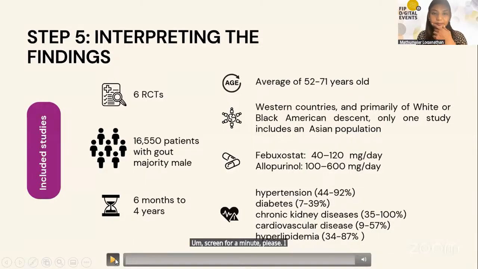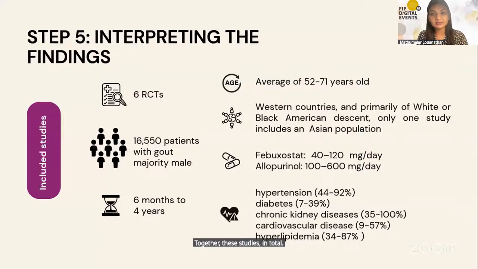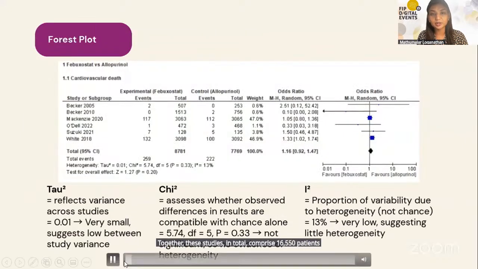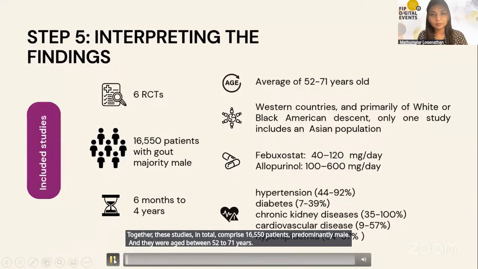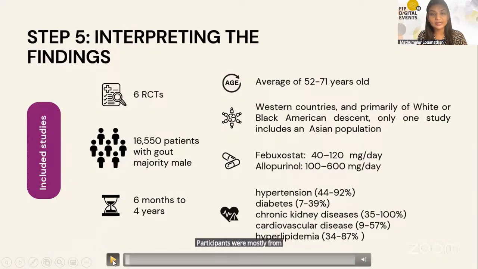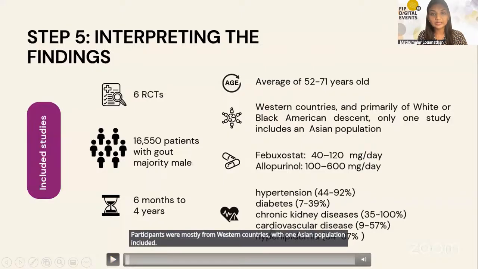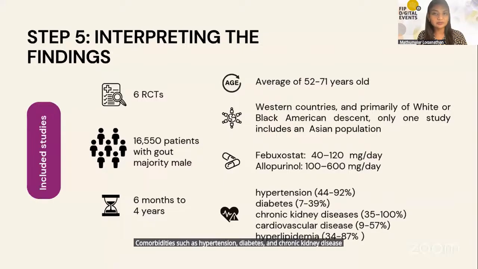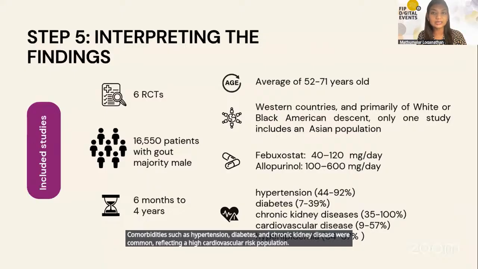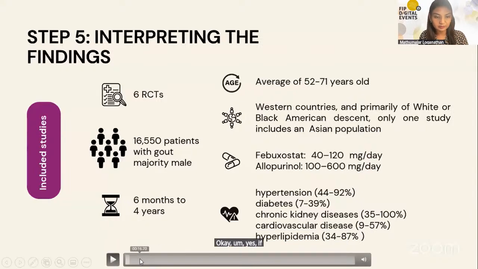I think I might take a bit longer. Okay. Together, these studies in total comprise 16,550 patients, predominantly male, and they were aged between 52 to 71 years. Participants were mostly from Western countries, with one Asian population included. Comorbidities such as hypertension, diabetes, and chronic kidney disease were common, reflecting a high cardiovascular risk population, representative of real-world gout patients. Okay, yes, if you could hit play, please.